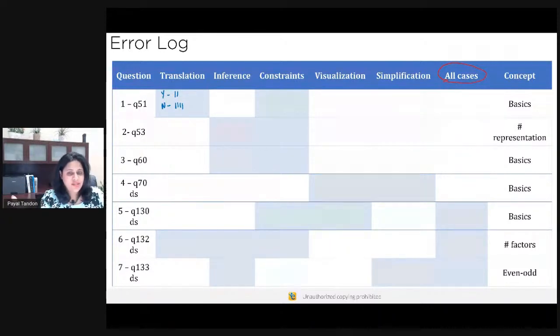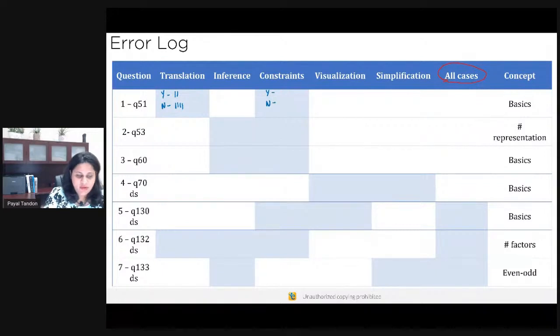Now, some of these process skills may be more applicable in certain areas. For example, visualization is definitely going to be more applicable to geometry questions. You'll see a lot more questions with visualization, but you see questions in number properties as well that utilize the skill set of visualization. Okay, so this is the kind of analysis that I want you to do. Now let's talk about constraints. How many of you were not able to do the constraints?